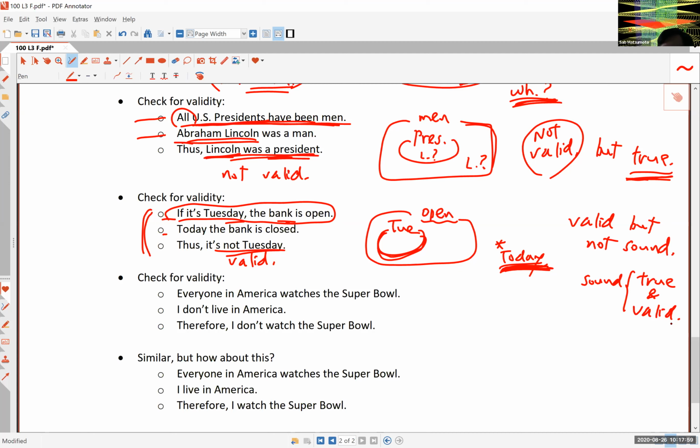Okay, in this case, it is valid, but the first statement does not have to be true, because again, Christmas could be a Tuesday, or 4th of July could be a Tuesday, and the bank would be closed. So this is not a sound argument, even though it's a valid argument. You see the difference? You may have to listen to this again.